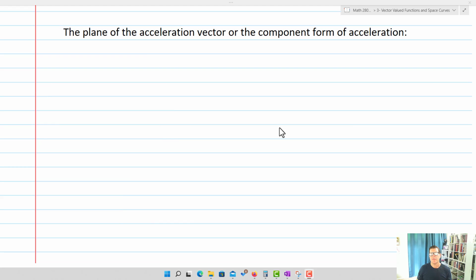So we're going to use this information to generate an understanding of what we would call the plane of the acceleration vector, or the component form of acceleration. That is, breaking it up into that tangent portion and that normal portion. One thing I want to be clear about: if I write v(t) without a vector, that equals the magnitude of the vector v(t), and that represents speed. So v(t) without the vector is my speed component.